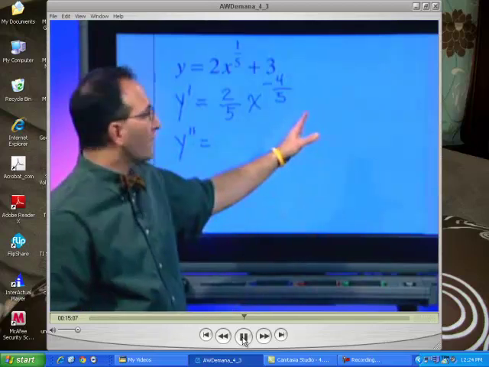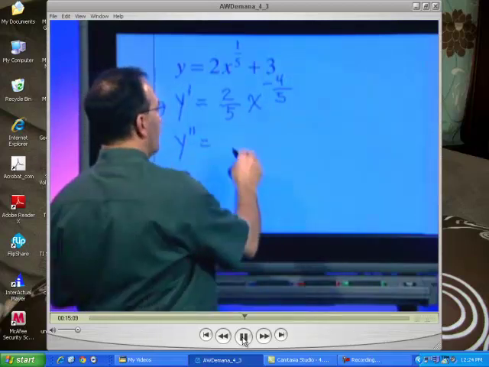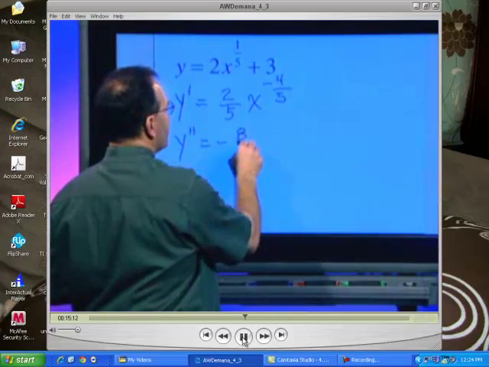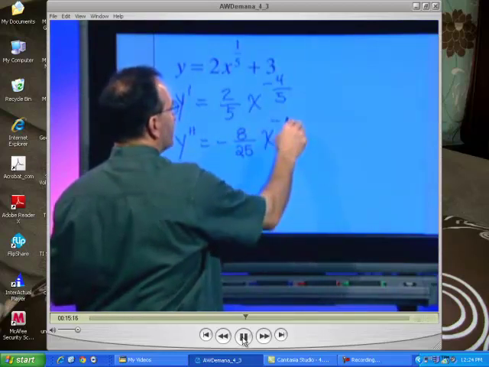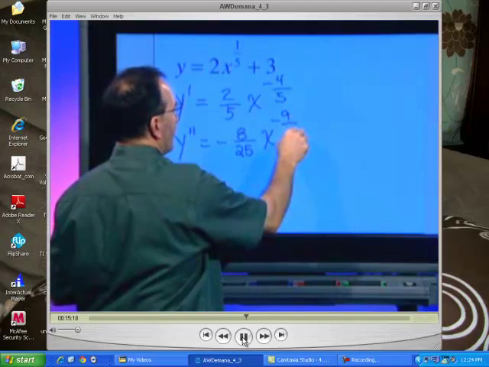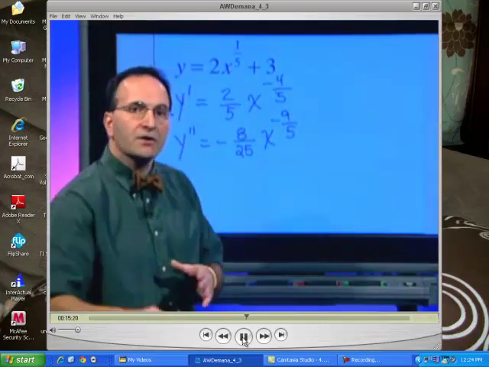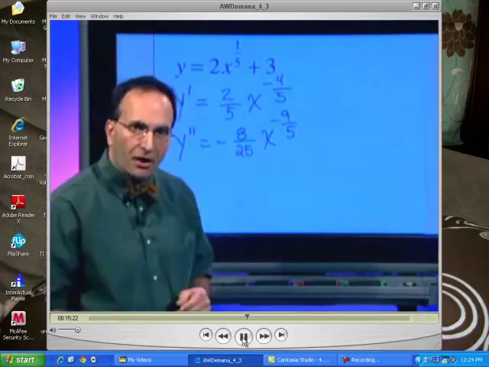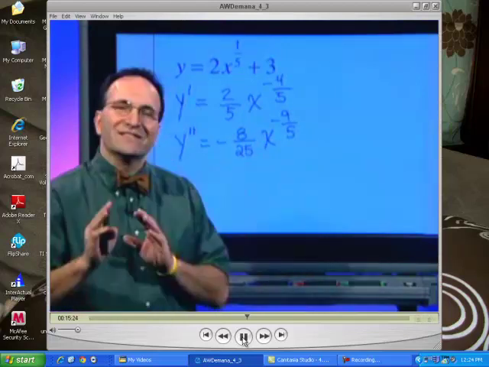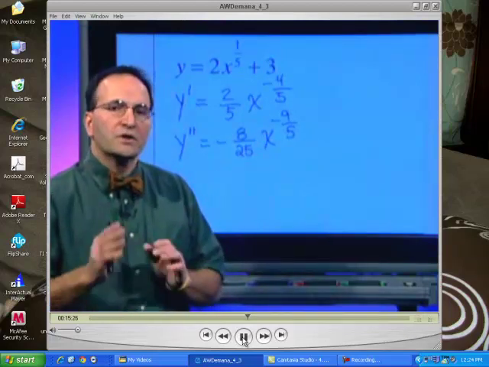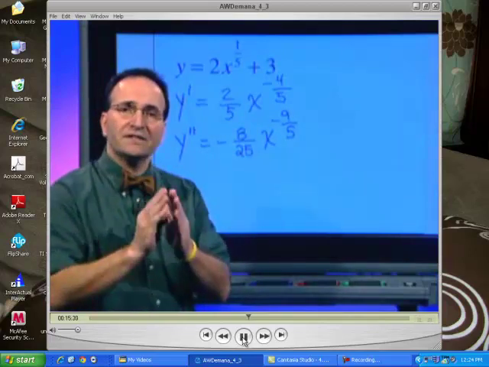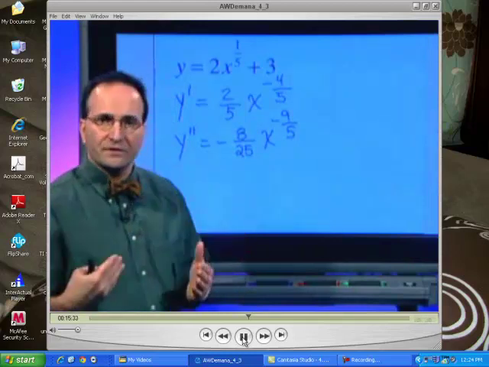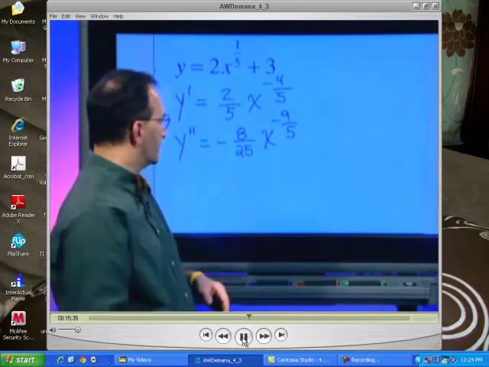The second derivative is found by the same process. Take the negative 4/5, multiply it times 2/5, and we get negative 8/25 times x raised to the negative 9/5 power. Now, in particular, for the value x equals 0, the second derivative is undefined, which tells us that something is happening at 0. So I'm going to use that to say, let's look at what happens to the left of 0, like for negative numbers.